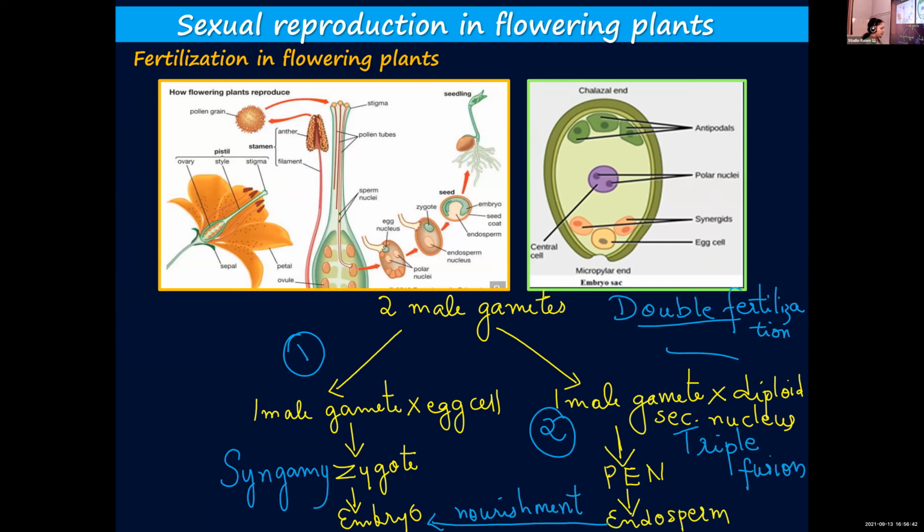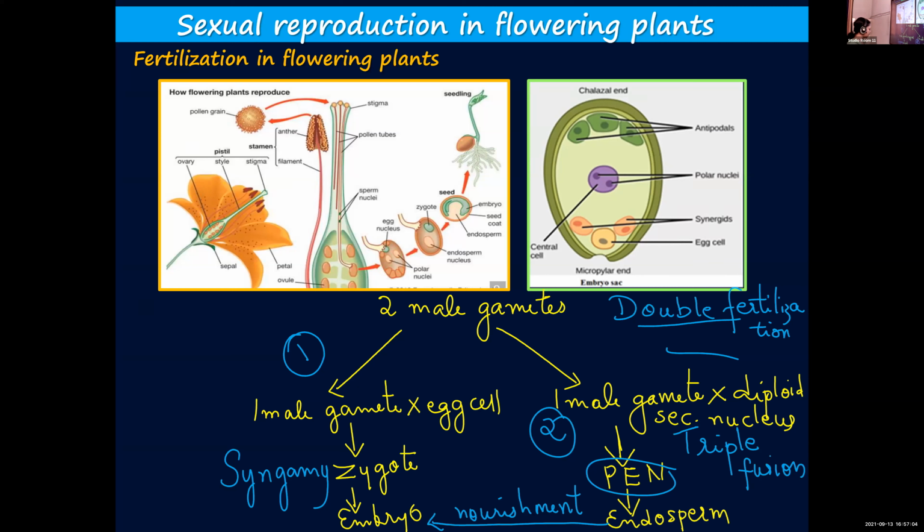So triple fusion. What happens as a result of triple fusion? PEN is formed. What is PEN? Primary endosperm nucleus. And it will develop into what? Endosperm. What is the function of endosperm? To provide nourishment to the growing embryo.